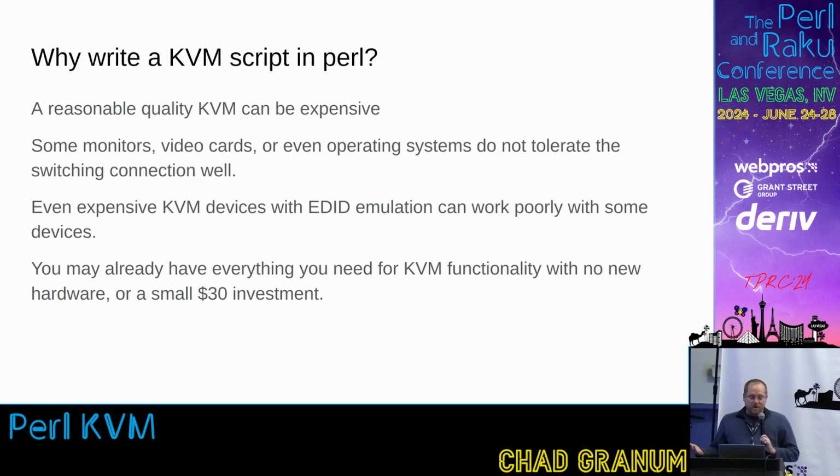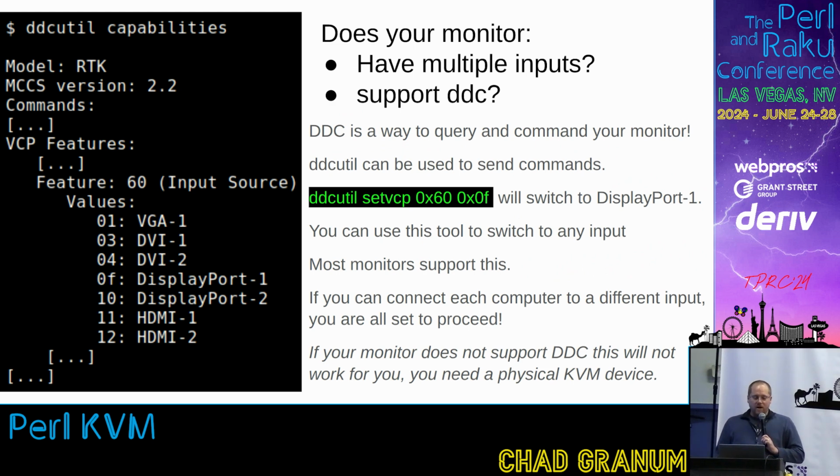So you may actually already have everything you need for the KVM functionality without buying any hardware or just buying some cheap hardware. So first of all, does your monitor support DDC, and does it have multiple inputs? Most monitors, the answer is yes to both. Using DDC, you can write a command that will switch which input your monitor is using on demand. And all you have to do is integrate that into the tool of your choice. For example, this thing in green and black here will swap to the DisplayPort 1 from whatever it's on now.